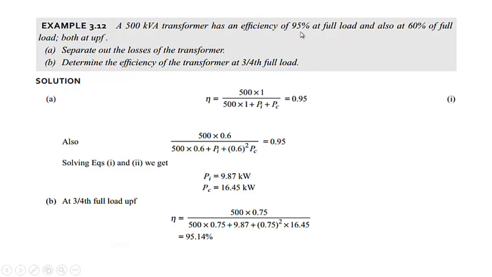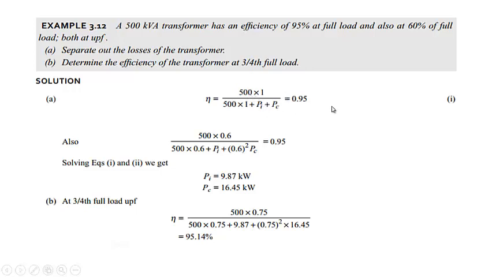So for this case, at full load, both are at unity power factor. That means the efficiency that is given as 0.95 is equal to 500 into cos theta, that's 1, divided by 500 into cos theta plus Pi plus PC. In this case, these two are variables which are not known. We need to find them. So this is one equation used to calculate them. That means you can see Pi plus PC will be equal to 500 divided by 0.95 minus 500.